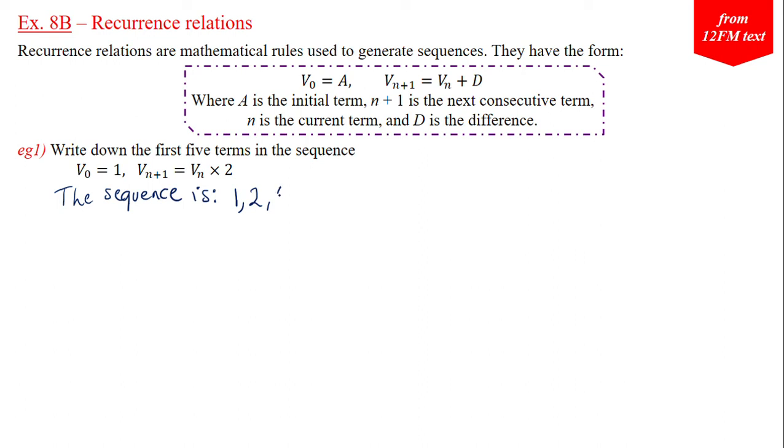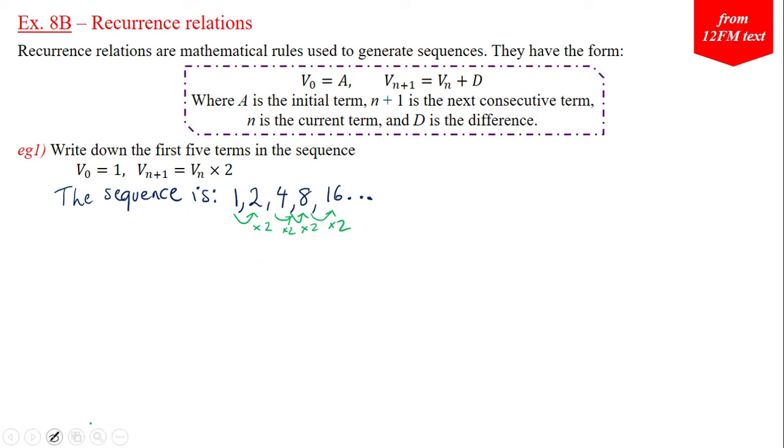2 times 2 is 4. 4 times 2 is 8. And 8 times 2 is 16. So here the difference is, same as what we did in our last exercise, we are multiplying by 2 every single time, starting from the initial value. And that's how we write the sequence out as we did in exercise 8a, but from a rule.